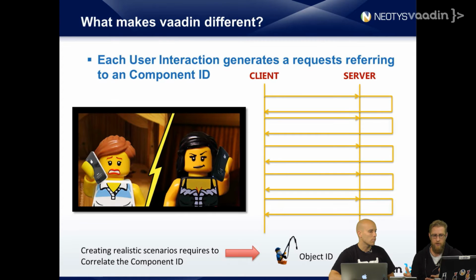What makes Vaadin different? Basically, every time you click somewhere or do a user action on the screen, it generates a request related to a component. Those requests are related to the components and not exactly to the logic as with traditional web applications. Exactly, because Vaadin abstracts away the communication layer, so all the communications depend on actual components and not on the application logic.